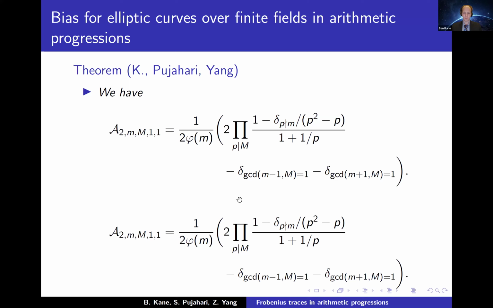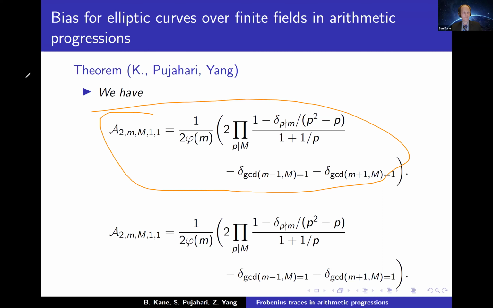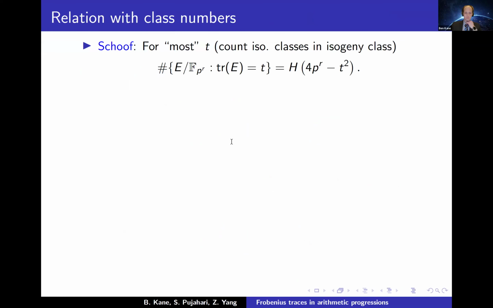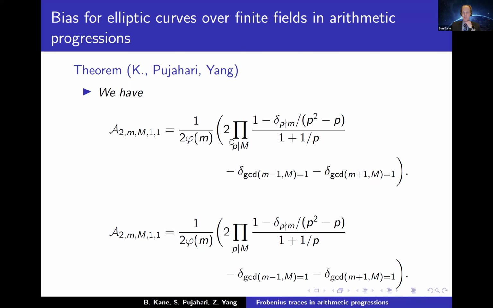So we have this evaluation. And so we can determine then when it's positive and when it's negative based on the evaluation. And it turns out that it's positive infinitely often and negative infinitely often, we're going to see in a moment.